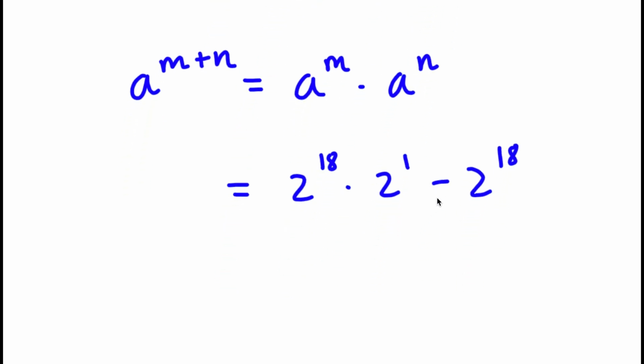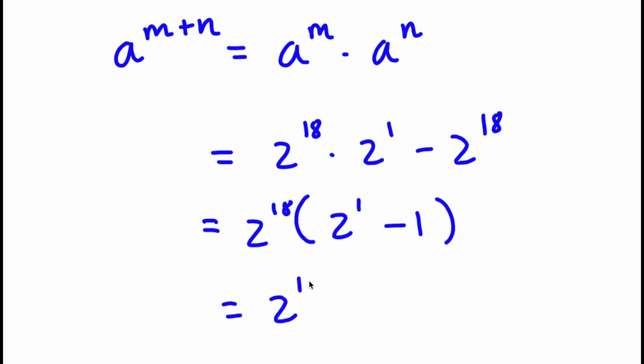So now from here, I can simply factor out 2 to the power of 18. So now I have 2 to the power of 18 times, now 2 to the power of 18 times 2 to the power of 1 divided by 2 to the power of 18 is simply just 2 to the power of 1. And now this negative 2 to the power of 18 divided by 2 to the power of 18 is simply negative 1.